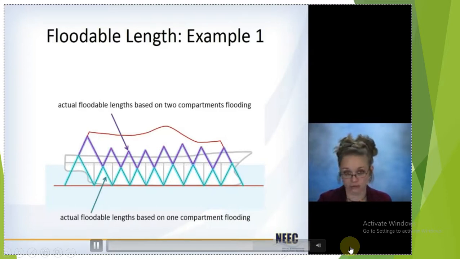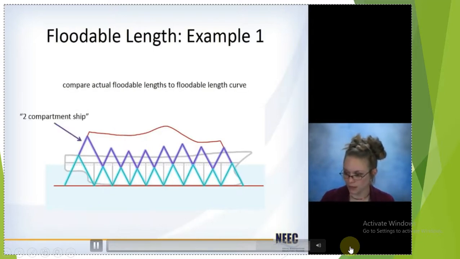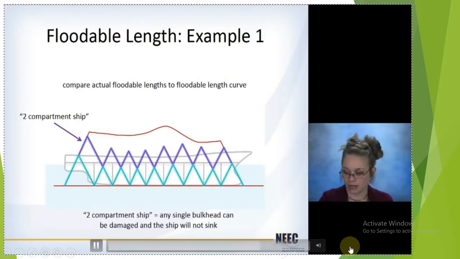You can trace the actual floodable length for the one compartment flooding, that's the lower teal line, and then you can trace the actual floodable lengths for the two compartment flooding, that's the purple line. Okay? You compare the actual floodable lengths, those highlighted lines, to the allowable floodable length, which is the red line. For this case, because the purple line is completely underneath the red line, it means that this is a two-compartment ship. It means that any single bulkhead can be damaged, can be taken out, and the ship will not sink. That's a good thing.